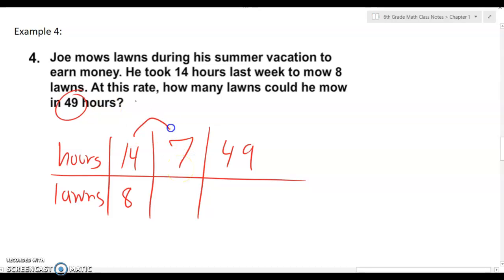So I'm going to think, okay, how can I get from 14 to 7? I've got to divide by 2. So I'm going to divide by 2. If I do the top, I've got to do the bottom. So I'm going to divide by 2 here. 8 divided by 2 is 4.